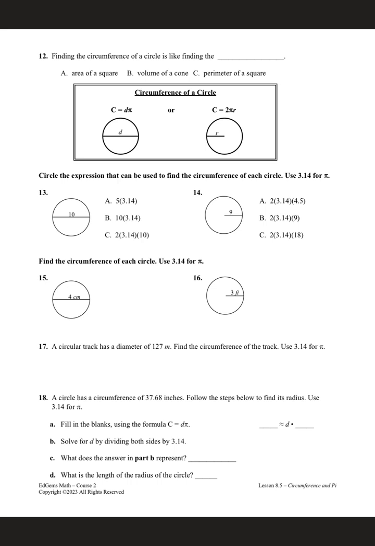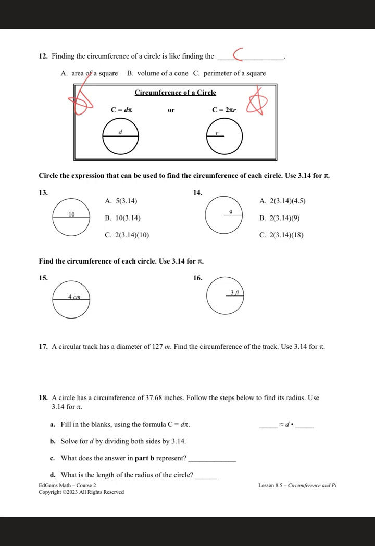All right, here we are on the last page, kids. For number 12, it says, finding the circumference of a circle is like finding the what? Is it A, area of a square, B, volume of a cone, or C, perimeter of a square? It is C, perimeter of a square. So the circumference is the distance around a circle. Perimeter is the distance around a polygon. All right, let's take a look at this.